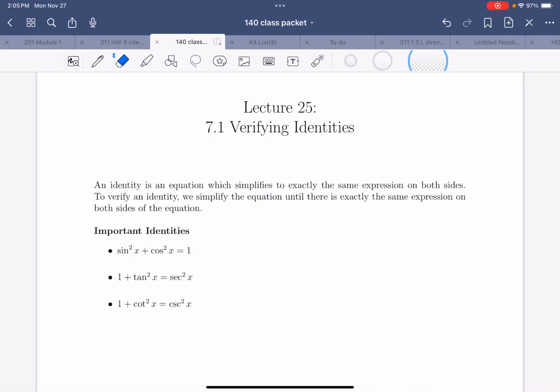Hi all, this is lecture 25. We're in section 7.1 and we are verifying identities.